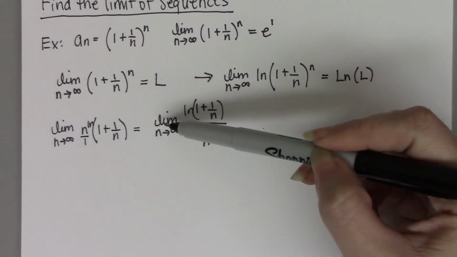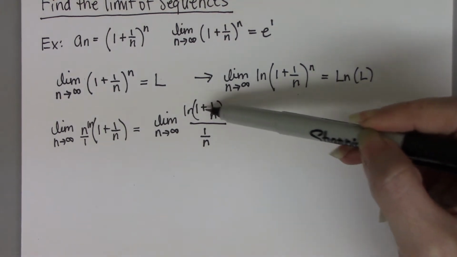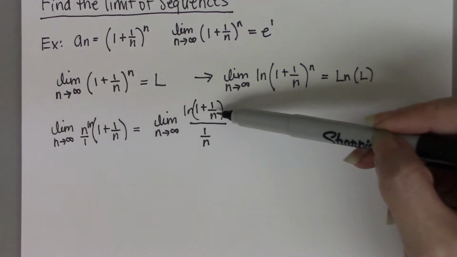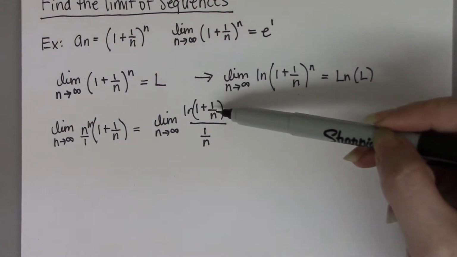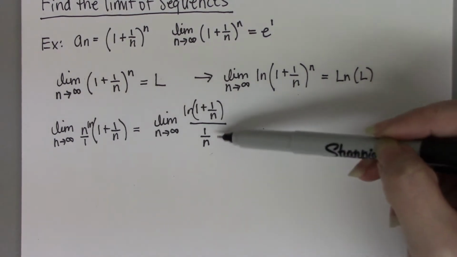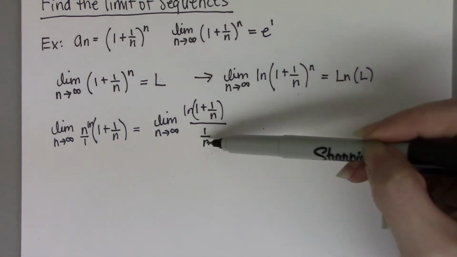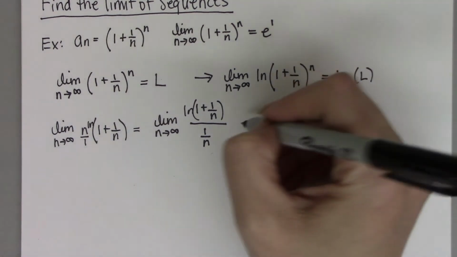So remember, n's going to infinity. So if we look inside this log function, we see that the expression inside the log is just going to 1, because this is going to go to 0. So the natural log of 1 is 0, so I definitely have 0 in the numerator. And we can see 1 over n is going to go to 0 as n goes to infinity. So we're in a 0 over 0 situation. That means I can take the derivative.